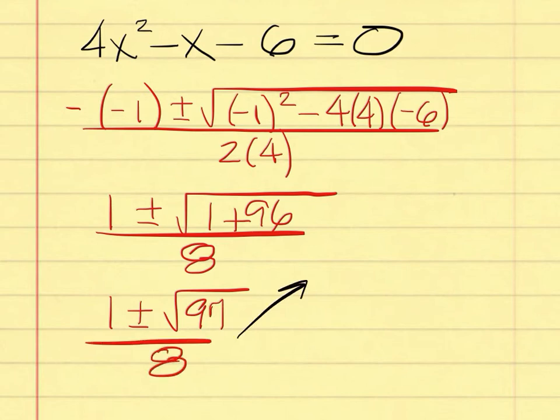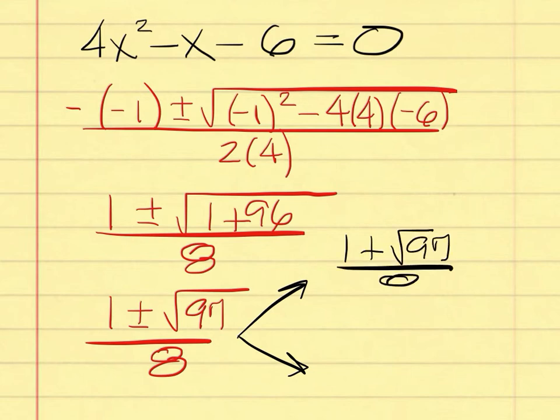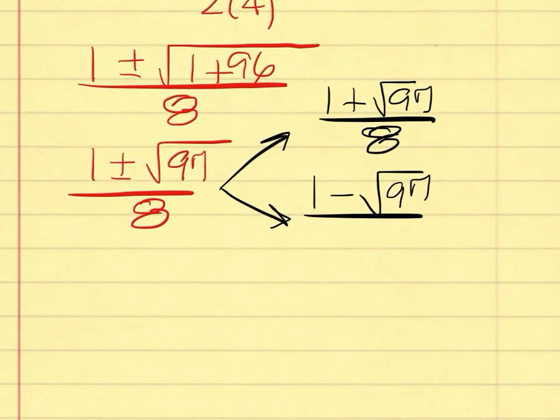Do this problem twice. Once with 1 plus the square root of 97 over 8, and once with minus, as in 1 minus square root of 97 over 8. All right, for the solutions, we're going to round to the 10th place. So 1 plus the square root of 97 divided by 8 is 1.4. And then 1 minus the square root of 97 divided by 8 is negative 1.1.